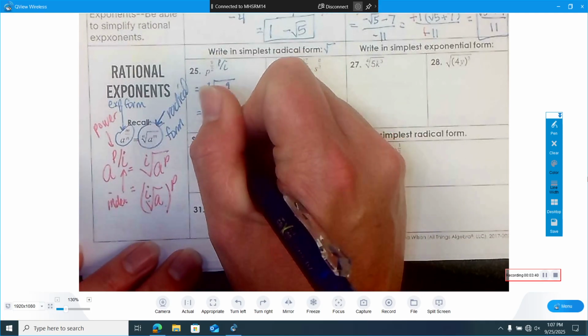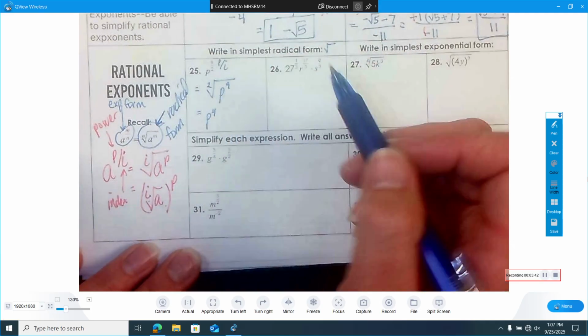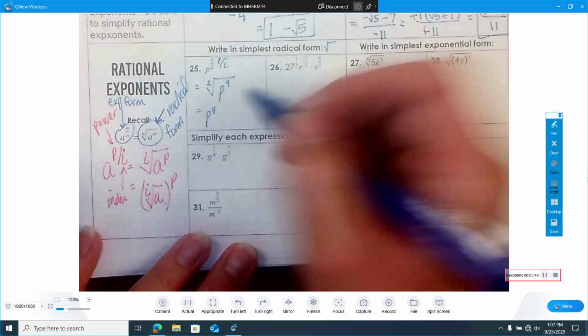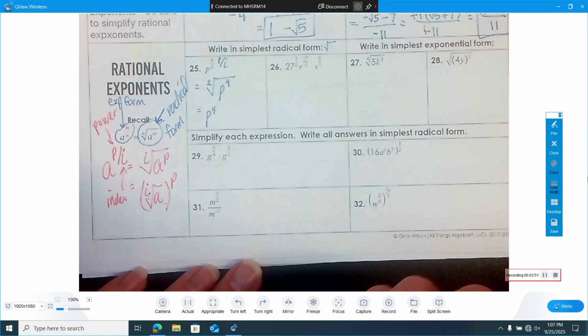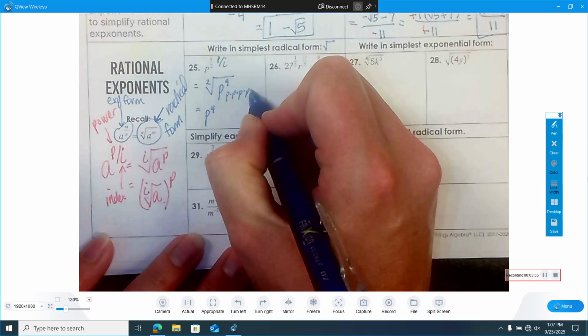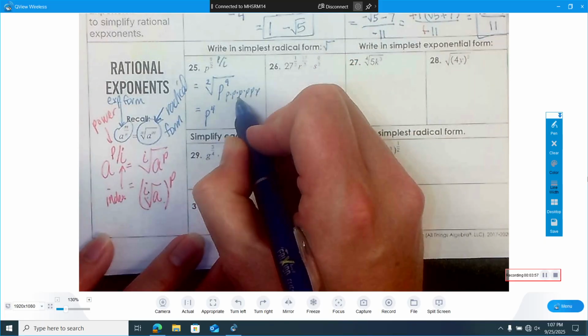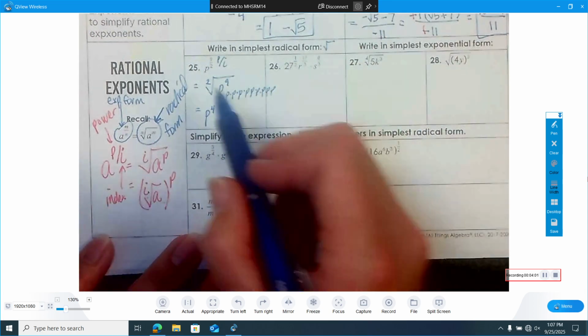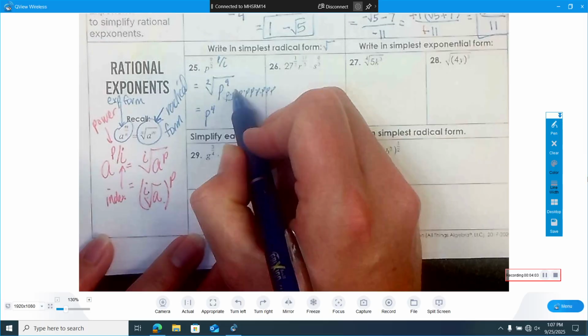Yeah. So p to the 4th gets to come out. Remember, we're looking for pairs. We're looking for 2 of a kind, all right? And 1 gets to come out. So this is like p times p times p times p times p times p. 1, 2, 3, 4, 5, 6, 7, 8, 9. Okay, there's 9 p's there, right? And that index tells us how many we're looking for.